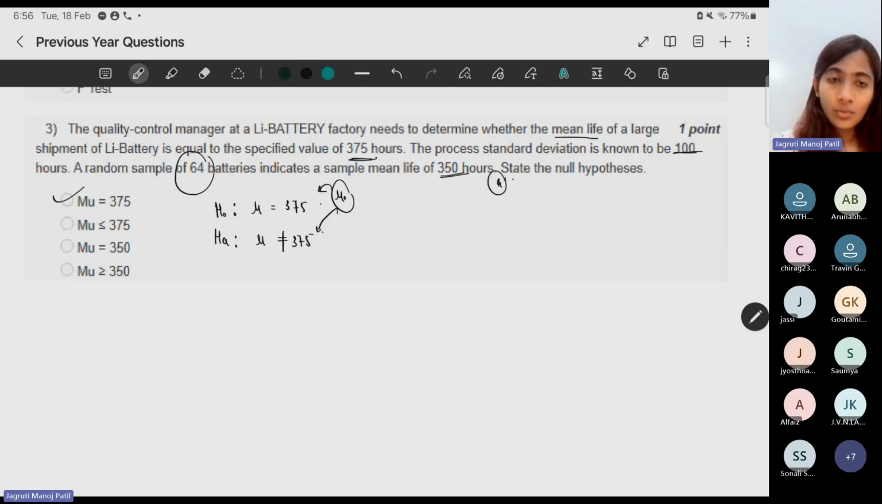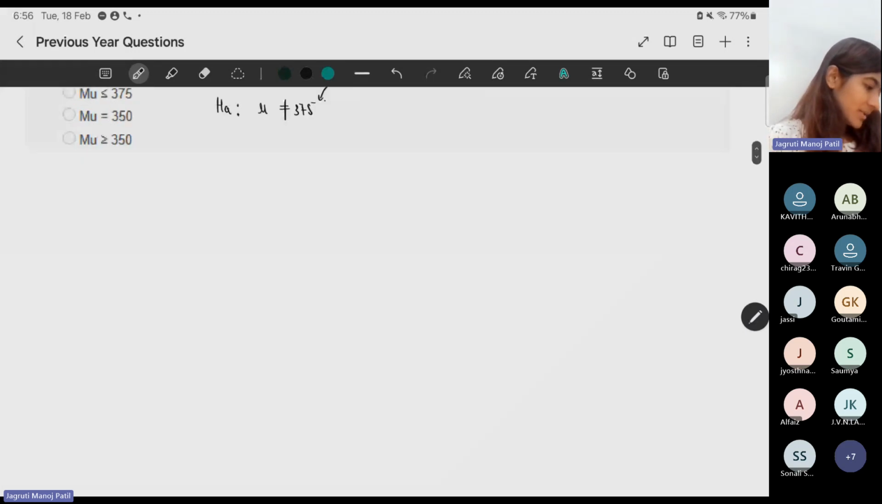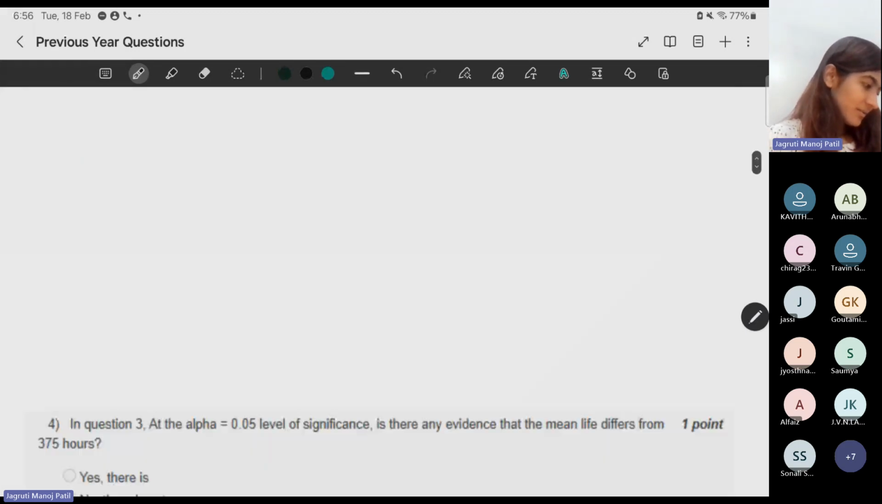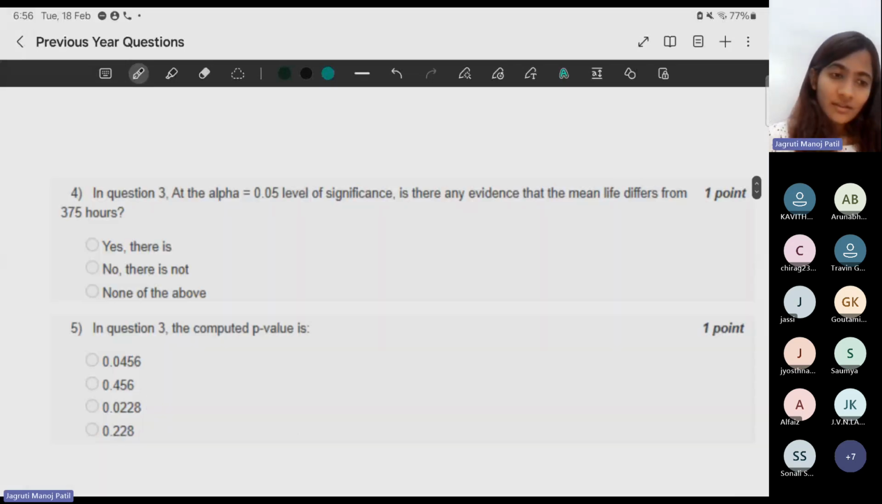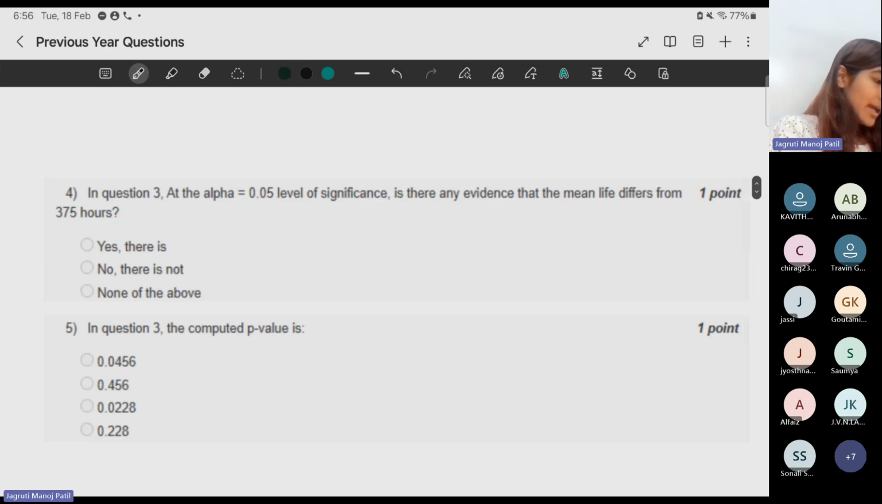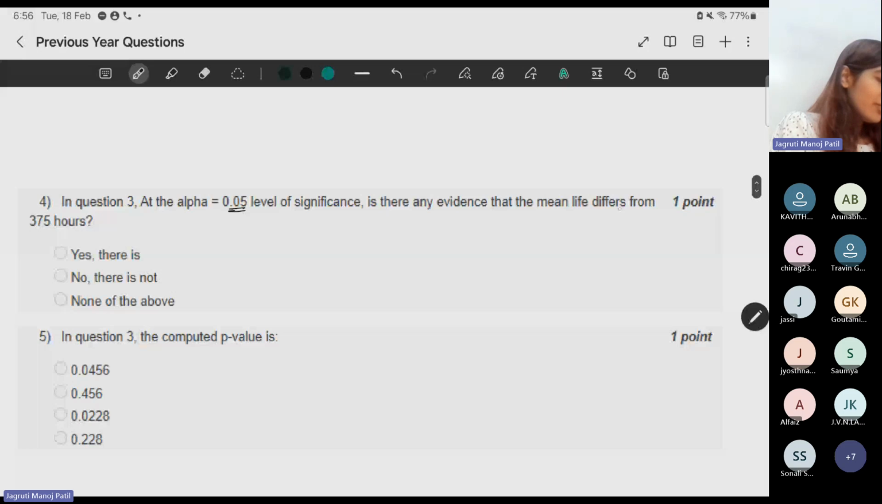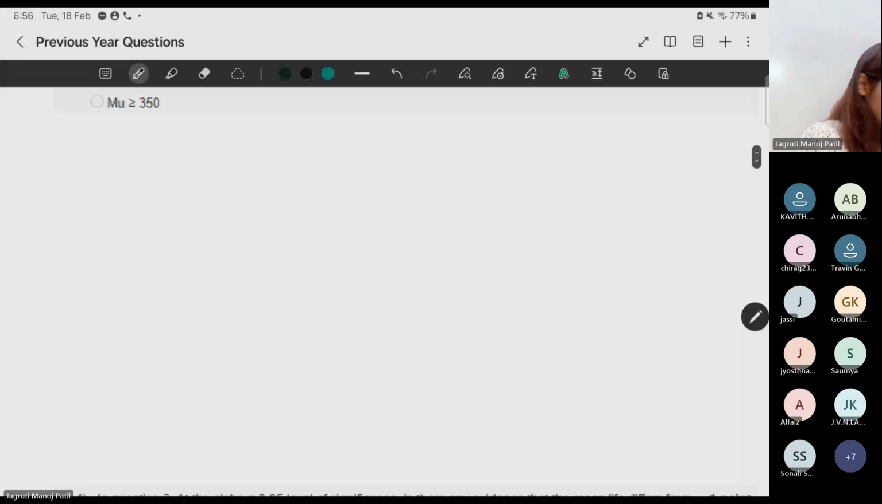Now, if you want to know whether our true mean life is lying within that or not, the question is asked later, over here. Next, in question 4, it asks that at the alpha of 0.05 level of significance, is there any evidence that mean life differs from 375? For that, what will we need to do? We'll have to compute the Z value.